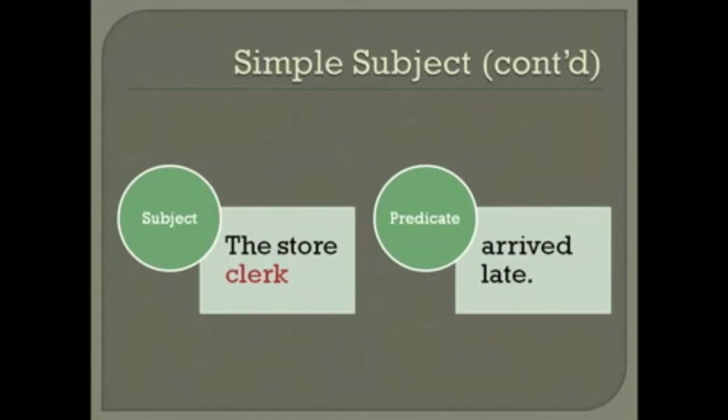Be cautious when you find a complete subject that has what looks like two nouns. In this example, the word store is often thought of as a noun, but the context here shows that the word store is being used as an adjective to modify the noun clerk. The simple subject will be a single word without any modifiers. In this case, clerk is the simple subject. Care should also be taken to remove prepositions in order to find the correct subject.